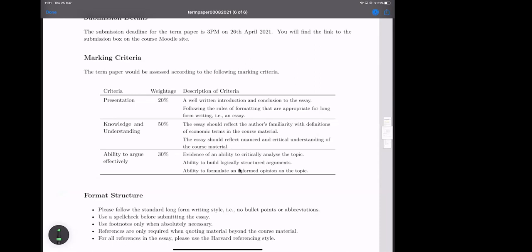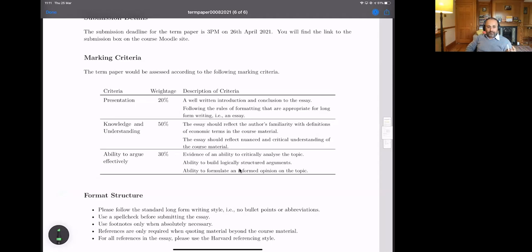30% is, can you use that knowledge and understanding to effectively make an argument? Any report that you write for a firm that you're working for is based on knowledge and your ability to argue. If you don't have knowledge, you can't argue. If you just write about knowledge and you don't build it together in an argument, that piece of writing is not worth anything.